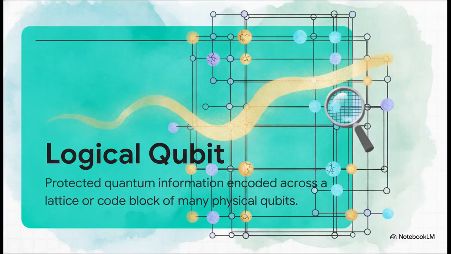And that brings us to the logical qubit. This is the protected quantum information. But here's the catch. It isn't just sitting on one fragile piece of hardware. Instead, it's encoded across a lattice, or a code block, of many physical qubits all working together. You see, scalable computation requires spreading one single piece of logical information across a vast array of physical hardware units. That way, if one physical qubit fails, the logical information still survives.